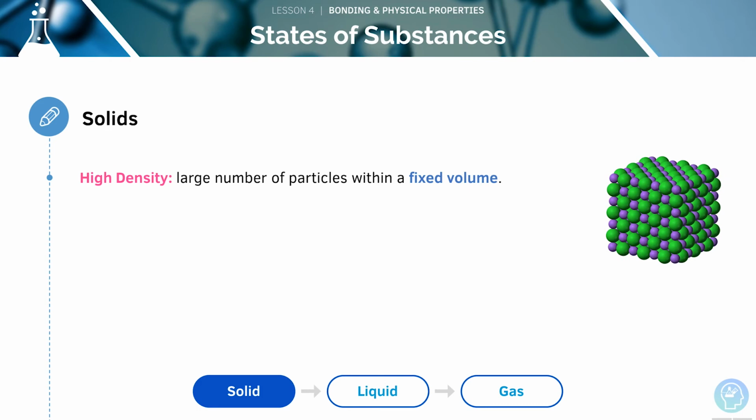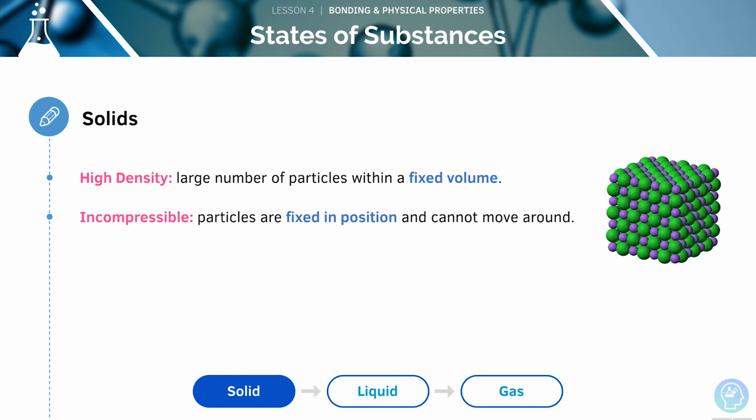In a solid, the particles are held very close together, meaning that there are a large number of particles within a fixed volume, leading to a high density. Solids are incompressible because the particles are fixed in position and therefore cannot move around.